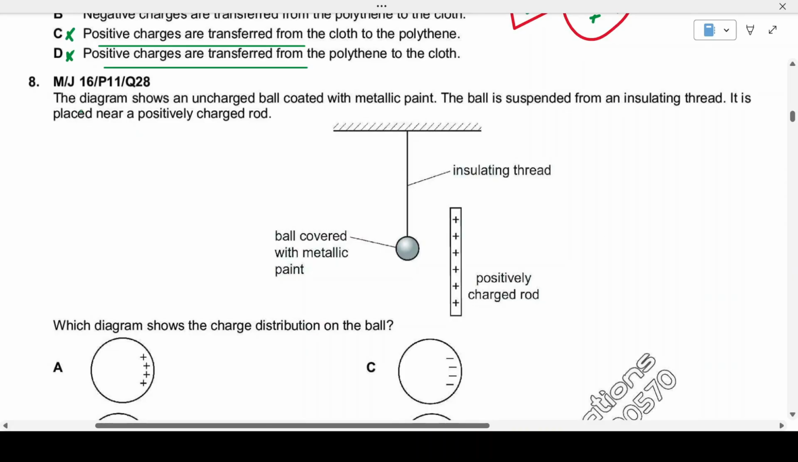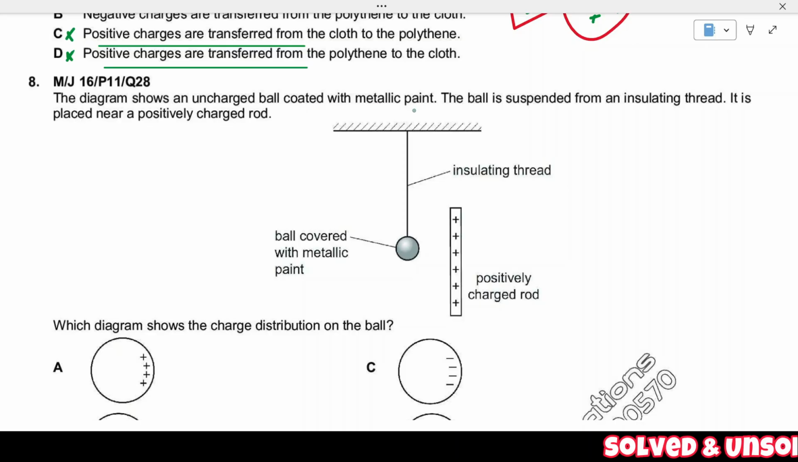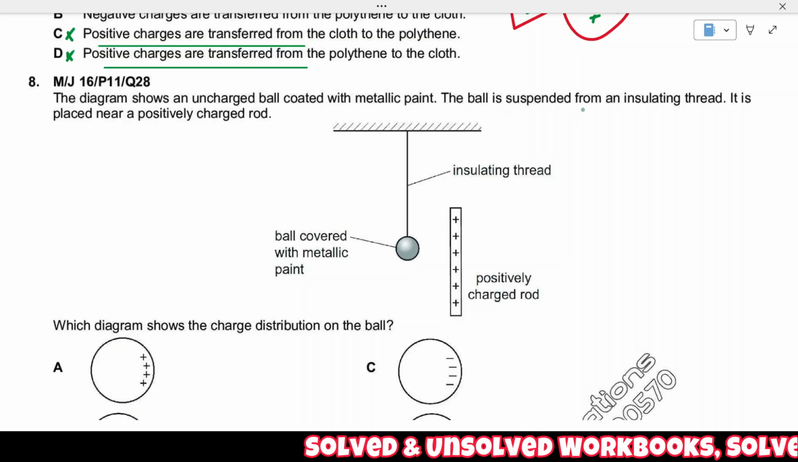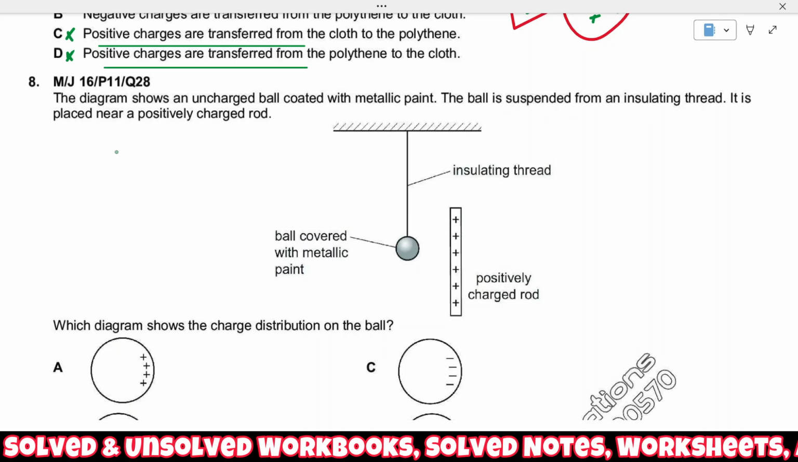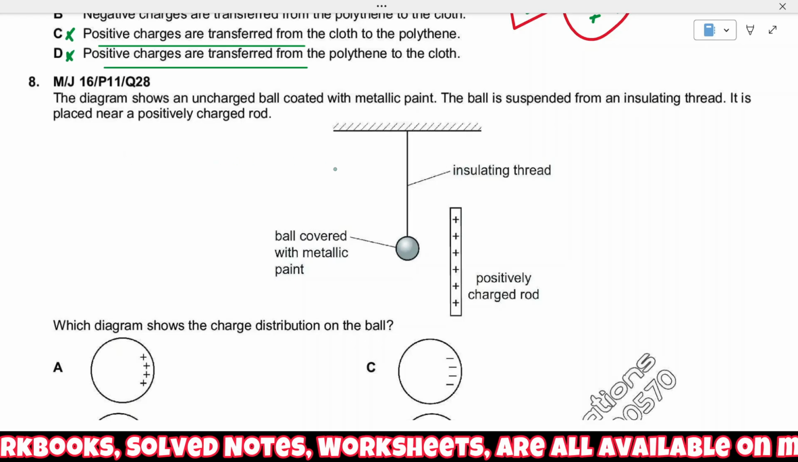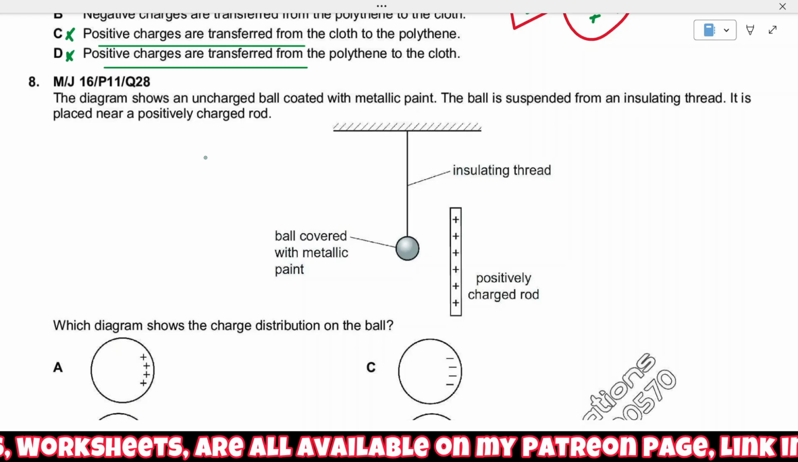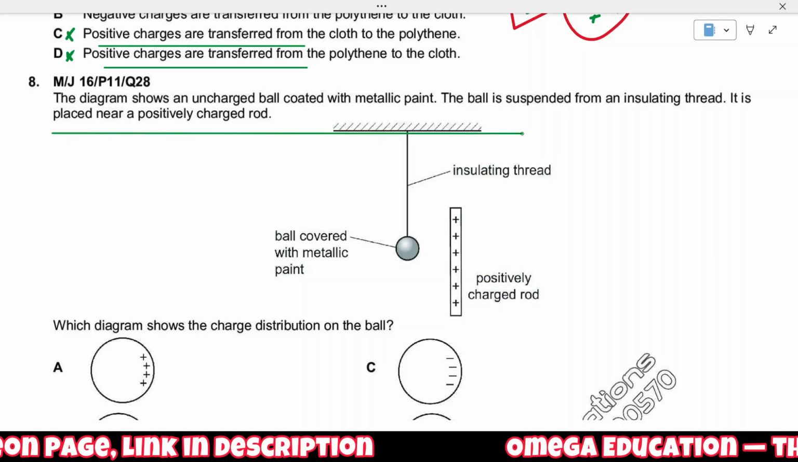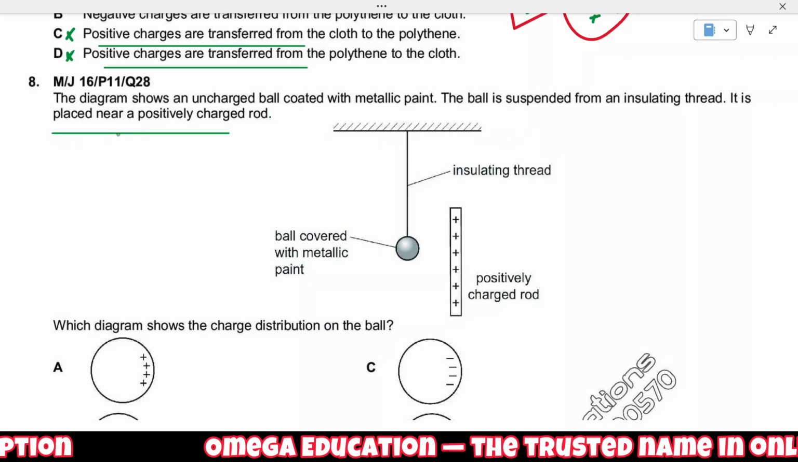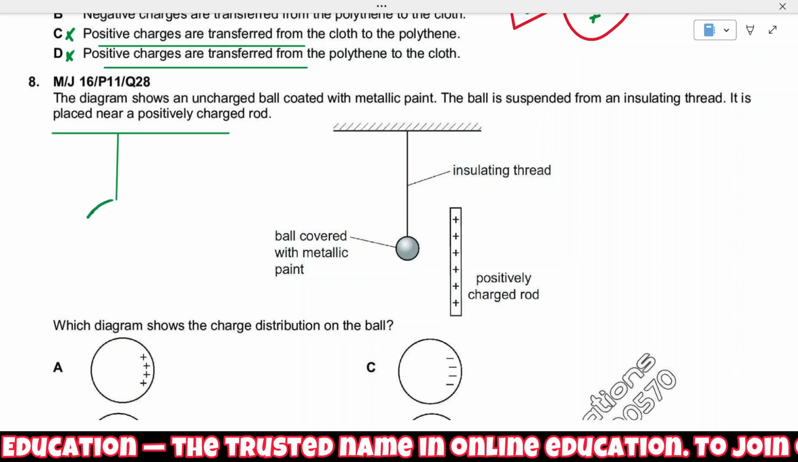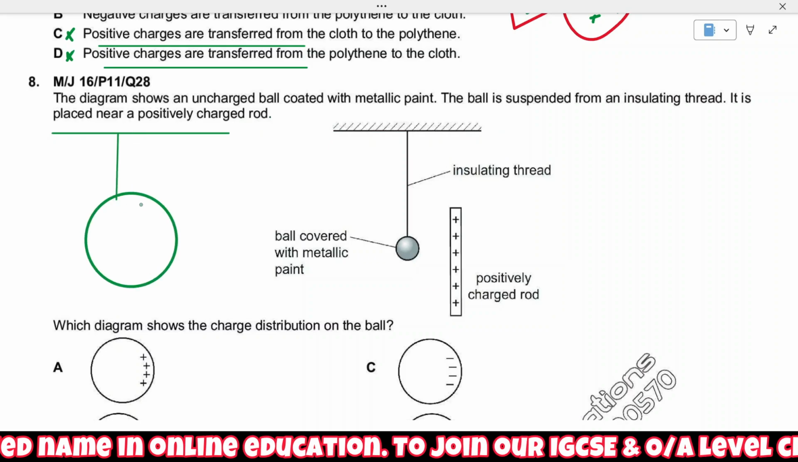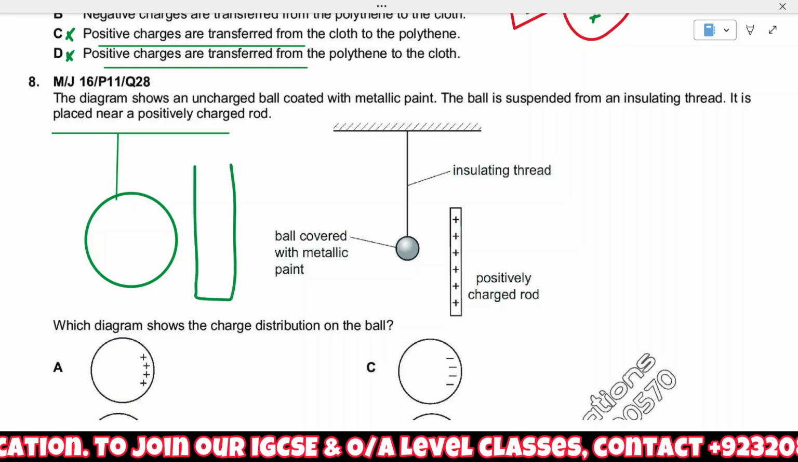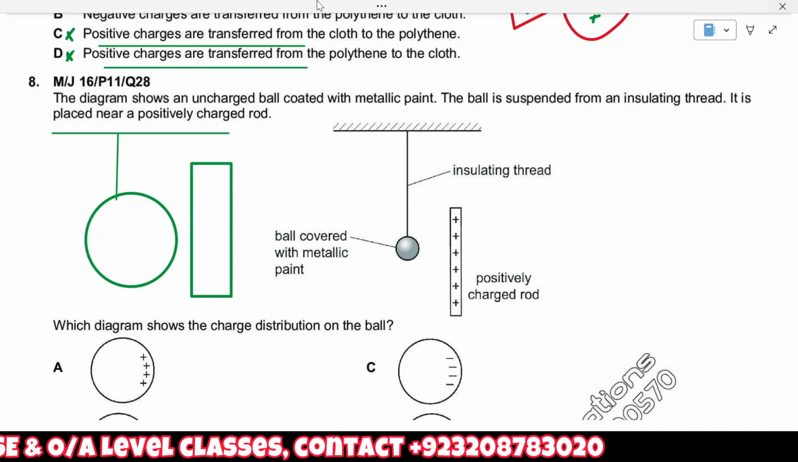Next question. The diagram shows an uncharged ball coated with a metallic paint. The ball is suspended from an insulated thread. It is placed near a positively charged rod. Alright, fair enough. So maybe if I just zoom in on the diagram to see the sphere only. Yeah, so the sphere looks something like this, and then we have a rod which looks something like this.